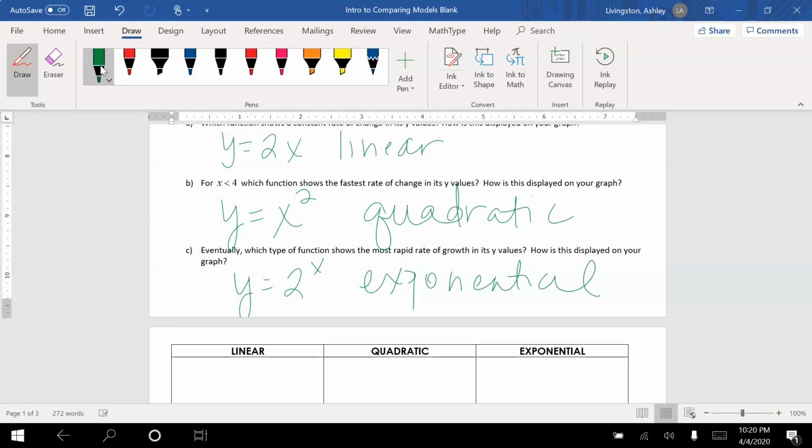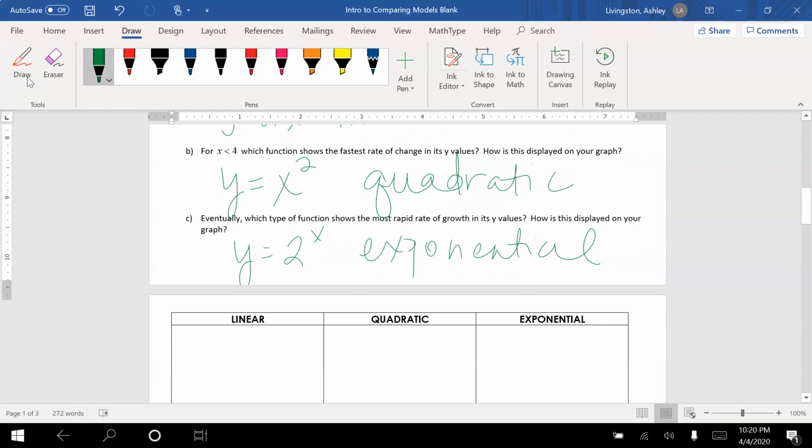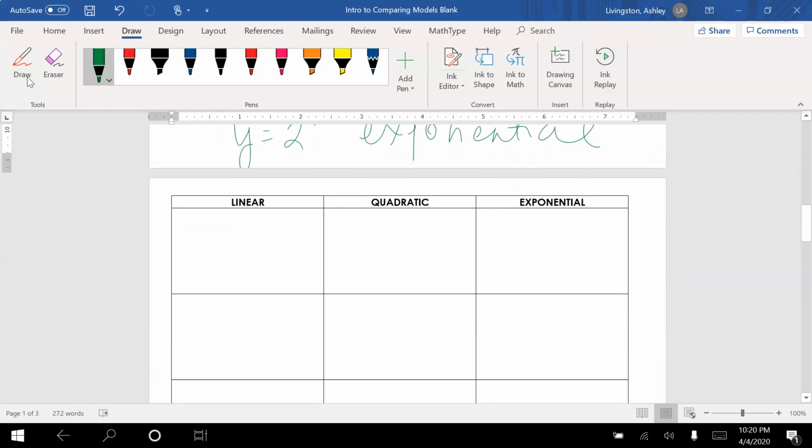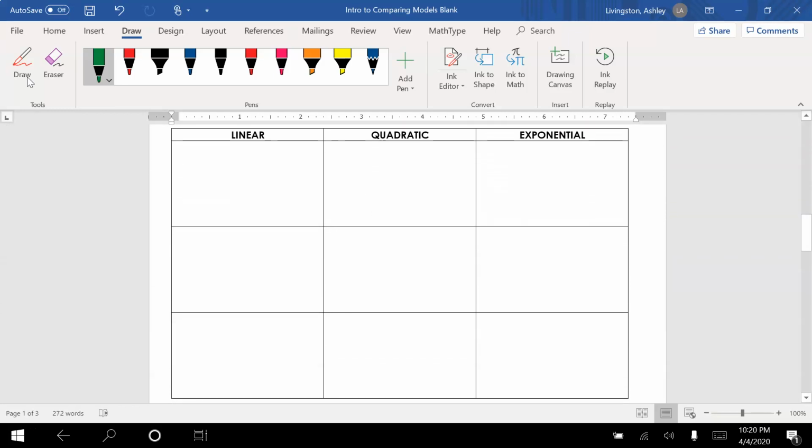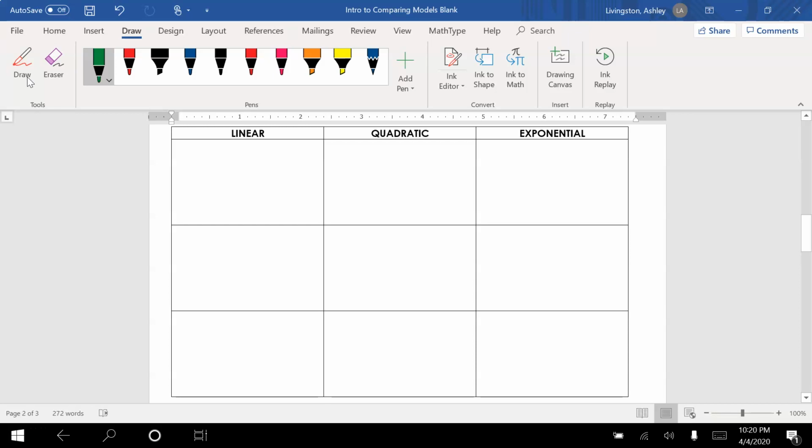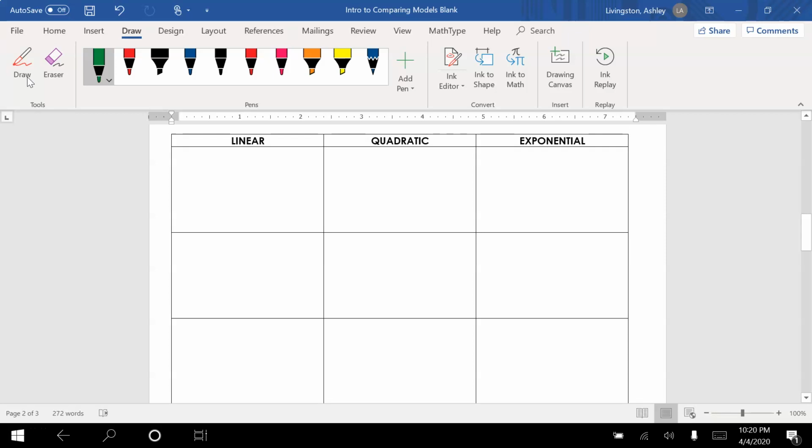Okay, so last thing we're going to just do here for today is just take some general notes of what we talked about in this table. So first thing is, if you were given an equation, remember we would know that it was linear if x was to the first power.